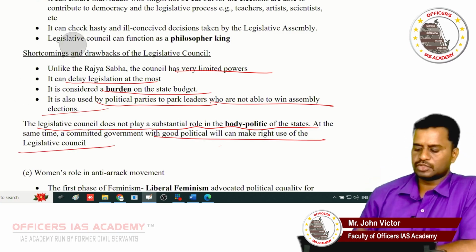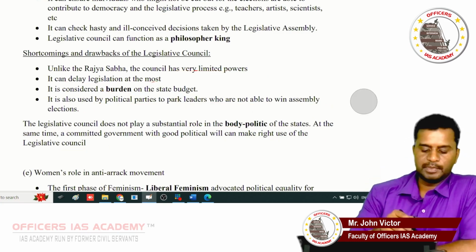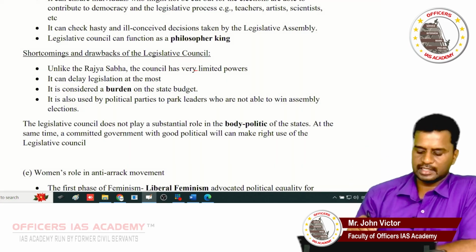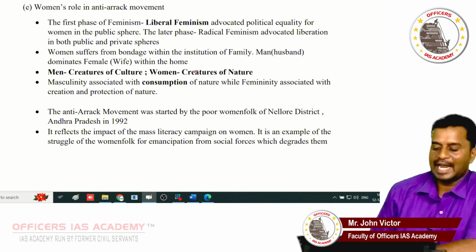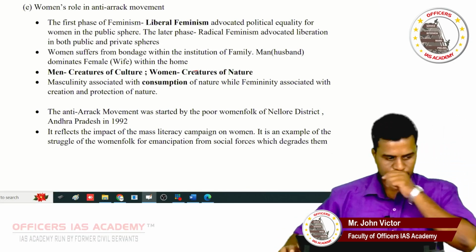Always give a balanced conclusion. Your conclusion should be based on relevance as well as criticism. Question E, women's role in the anti-arrack movement.